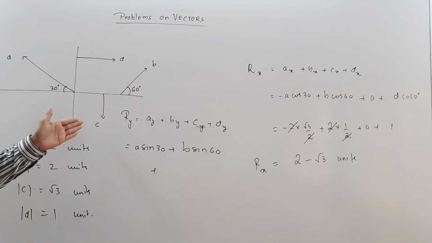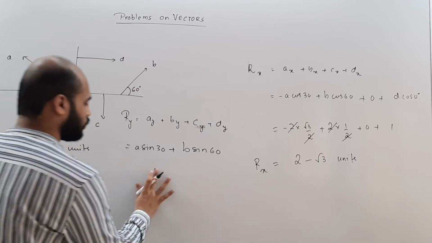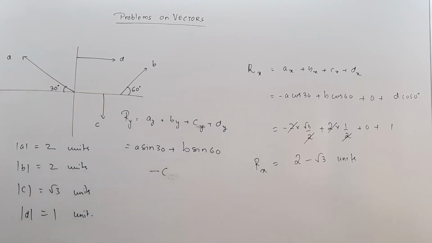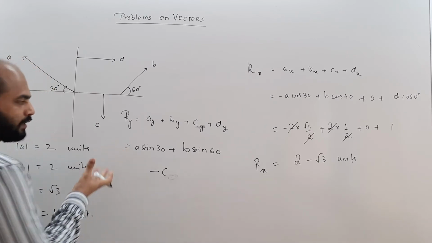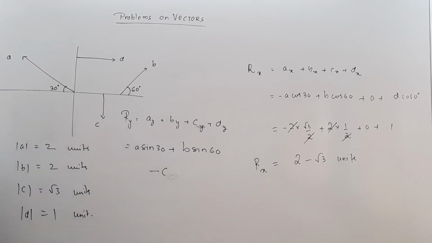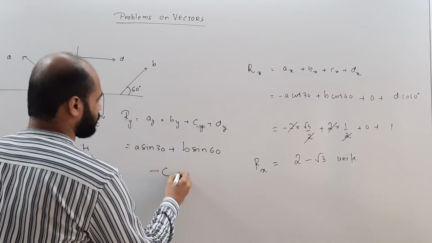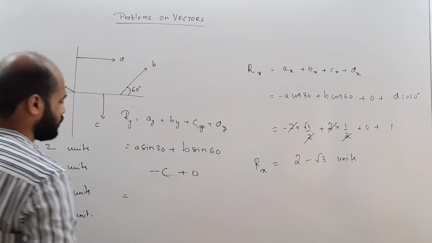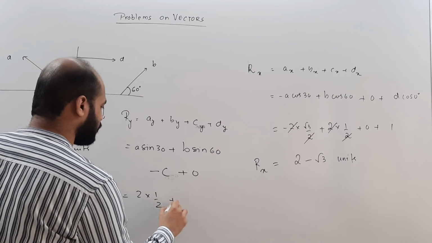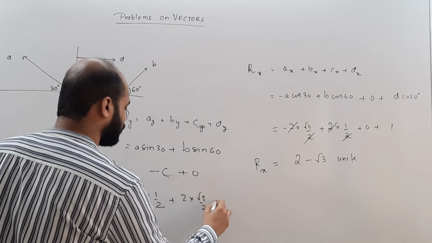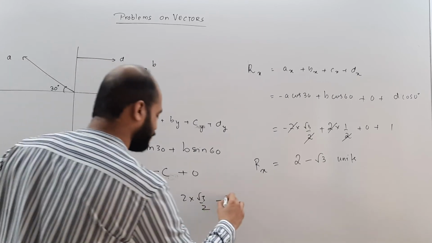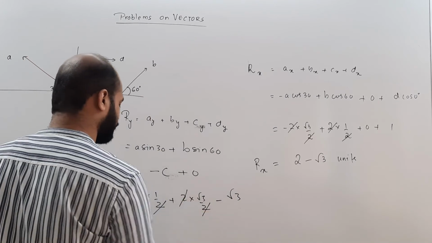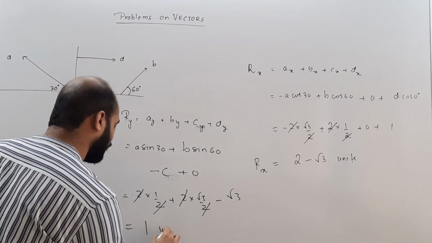Cy, so C is completely along negative y axis, so we will write it as minus C. If you want to write it again with the angle, it's going to be C sine 90, but it will come as the same. And D, as you can see, is totally along the x, so it won't have any y component. So A is given as 2 into half, plus B is 2 into root 3 by 2, minus C. So C is going to be root 3. So now you can see that this also goes, and we get the value of this as 1 unit.